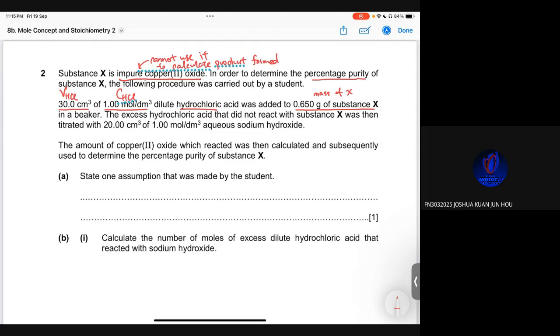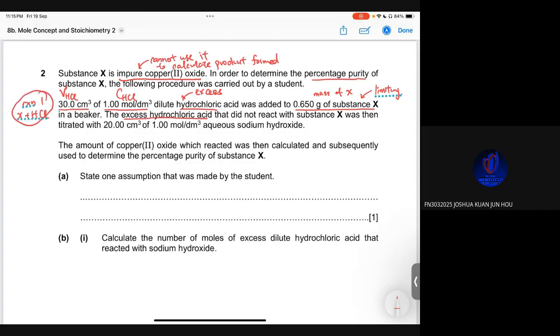Okay, good. So now take note. When you read this further on, they said this: the excess hydrochloric acid that did not react with substance X, which tells you that in this situation, hydrochloric acid is in excess. This is emitting up. Okay. So that's reaction one between my sample X and my HCl.